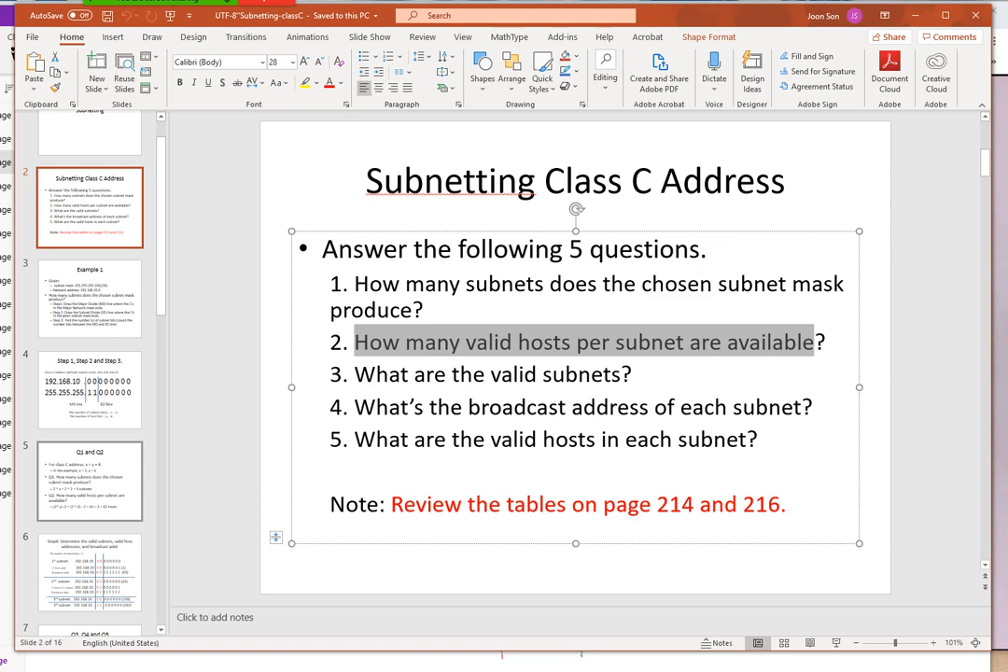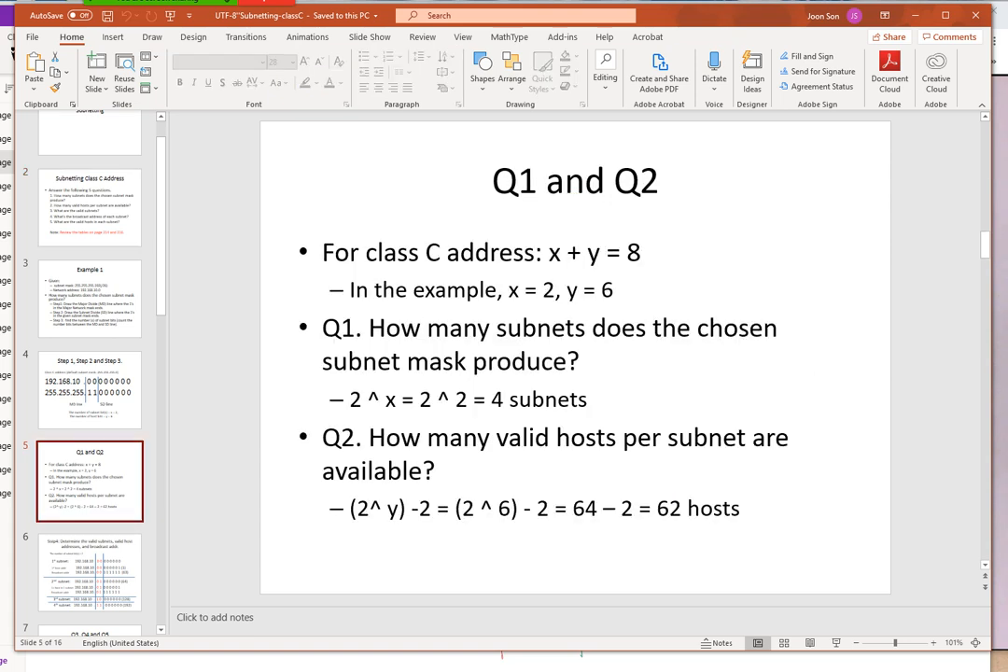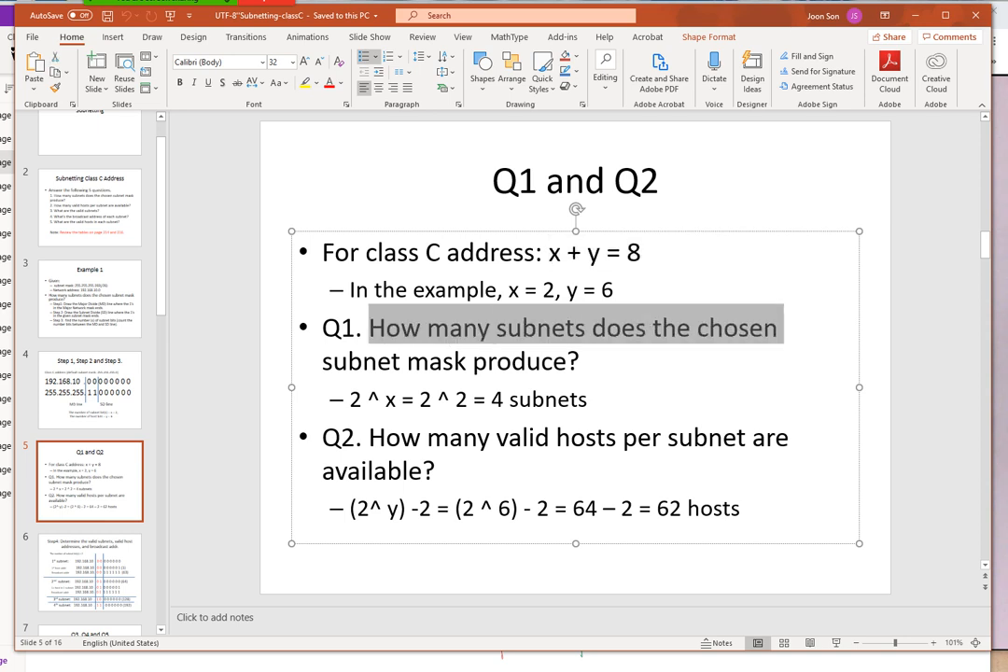Okay, so there's a formula. You know that in class C, X plus Y is always 8. So when I ask how many subnets the chosen subnet mask produces, it's 2 to the power of X. And how many valid hosts per subnet? It's 2 to the Y, this time minus 2. So 62 hosts. Okay? So it's easy, right?